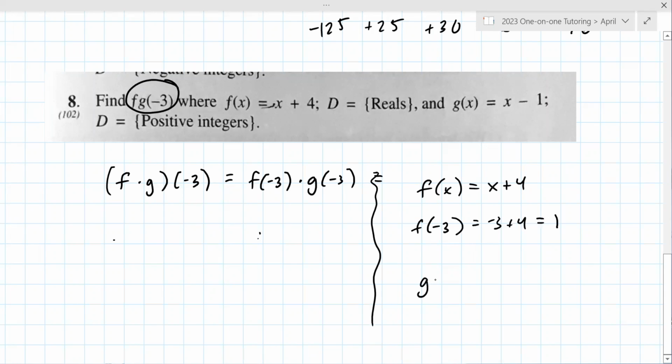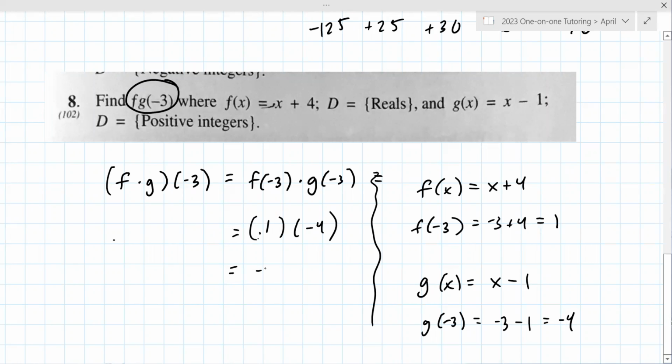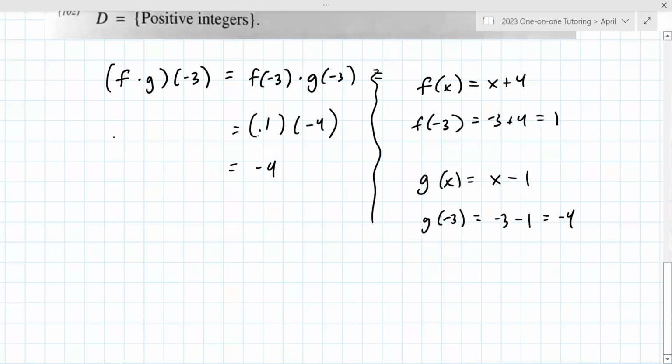Oh, okay, there we go. I actually did -3 minus 4. Yeah, that's G of X, pretty simple. Similarly, you can find the value at -3. Then you take those two and you find the product of them. Gotcha. So we get -4. Good.